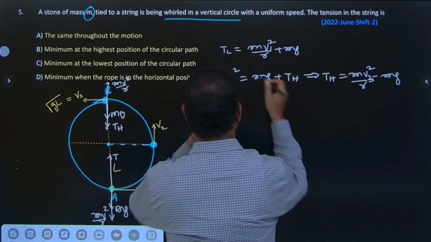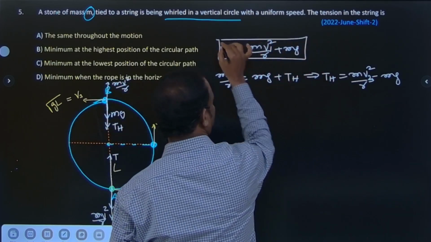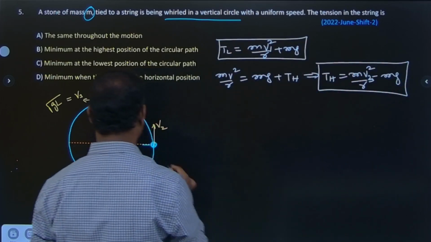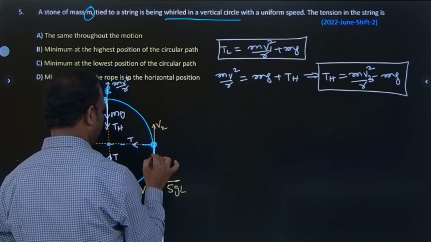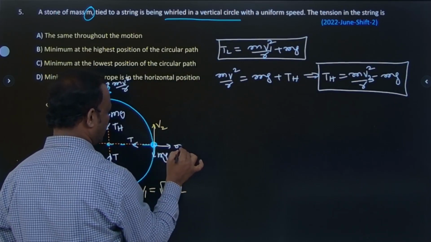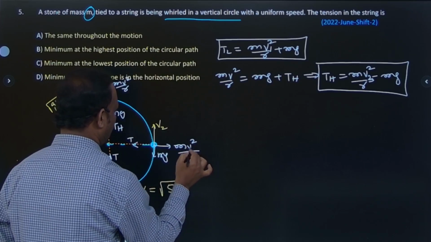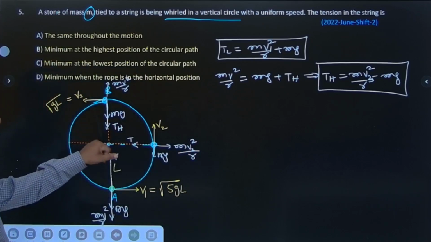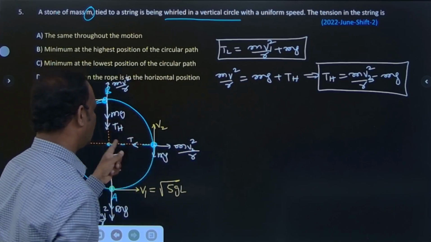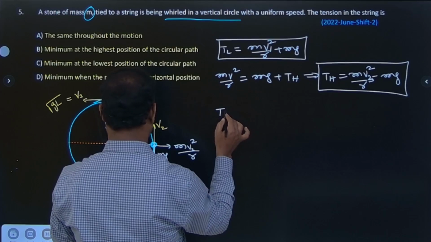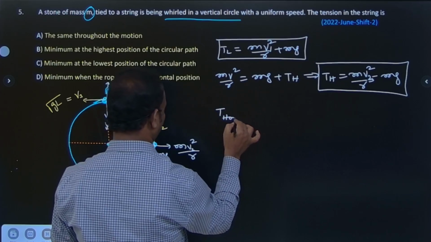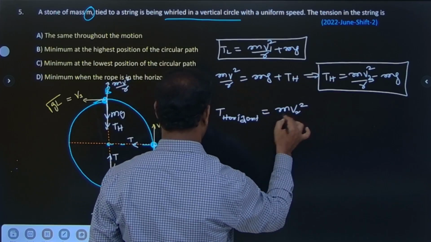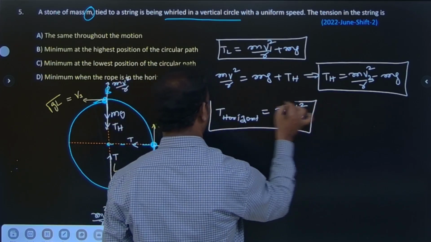So here, tension at the lowest point, next one tension at the highest point, and next one tension at the horizontal point. Here it is T2. Its weight is mg. Central force is mv square by r. Yes, mv square by r. So in the direction of its tension, what forces are acting? Only central force. Then T at the horizontal point is equal to mv square by r.